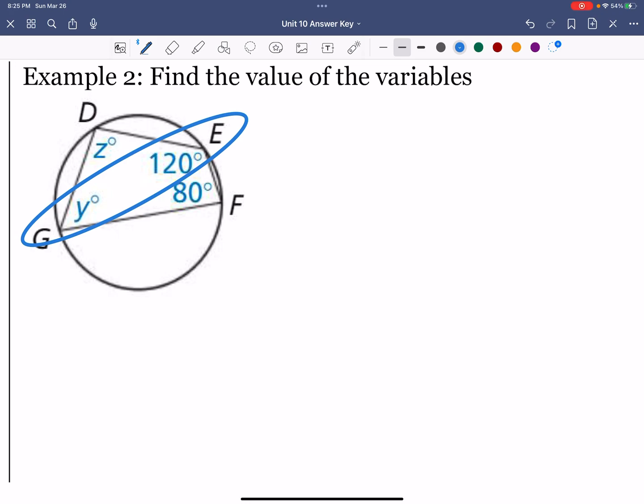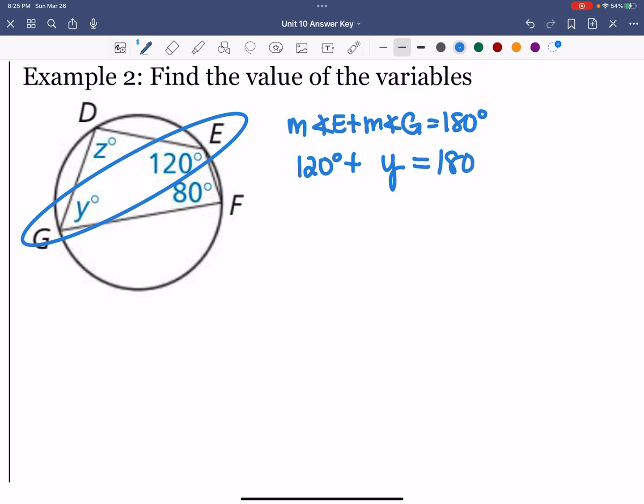So I'm saying that the measure of angle E plus the measure of angle G is going to equal 180 degrees. So I have 120 degrees plus the measure of angle G, which we actually have marked as Y, is going to be equal to 180. When I subtract 120 on both sides, I have Y equal 60, so I'm going to go ahead and state that the measure of angle G is going to be 60 degrees.